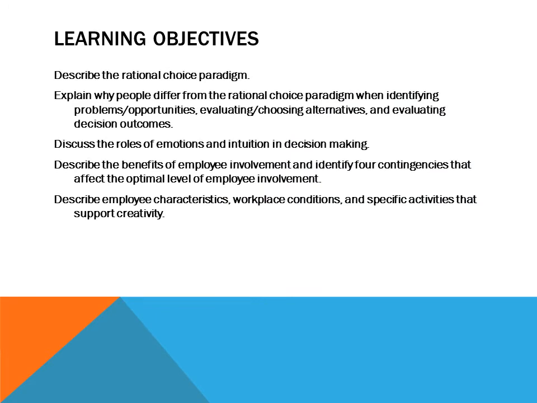Today's learning objectives are to describe the rational choice paradigm, and to explain why people differ from the rational choice paradigm when identifying problems and opportunities, evaluating and choosing alternatives, and finally evaluating decision outcomes. We're also going to discuss the roles of emotions and intuition in the decision-making process. Furthermore, we're going to describe the benefits of employee involvement and identify the 4 contingencies that affect the optimal level of employee involvement. And finally, we're going to wrap up by describing employee characteristics, workplace conditions, and specific activities that support creativity.